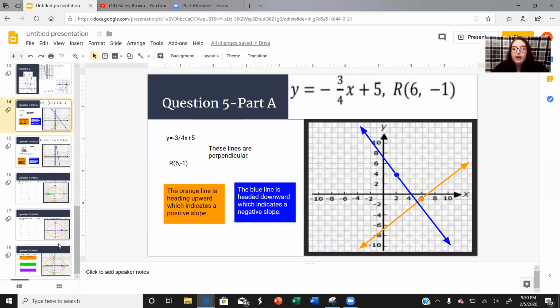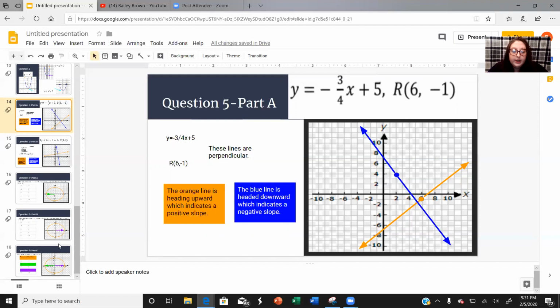We've got y equals negative 3 over 4x plus 5, and the point R is 6, negative 1. So we would start by plotting our 6, negative 1, and you would go over to the right 6 because it's a positive, and go down 1, and plot your dot and draw your lines that connect to it.